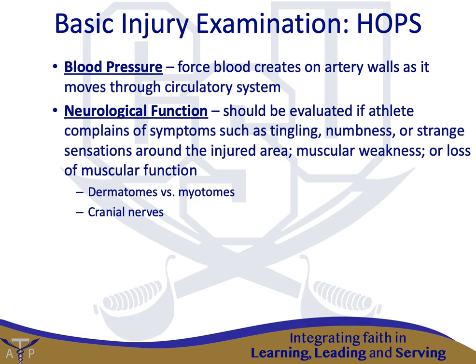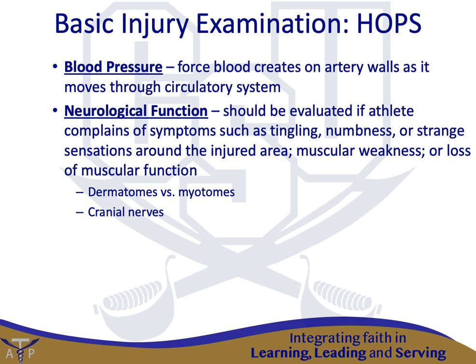They also have a myotome attached to it, and myotomes are nerve roots that go to the specific muscle. So if there's an injury to the muscle and it affects the nerve, we'll see muscular weakness, and this is what is being affected, the myotome.